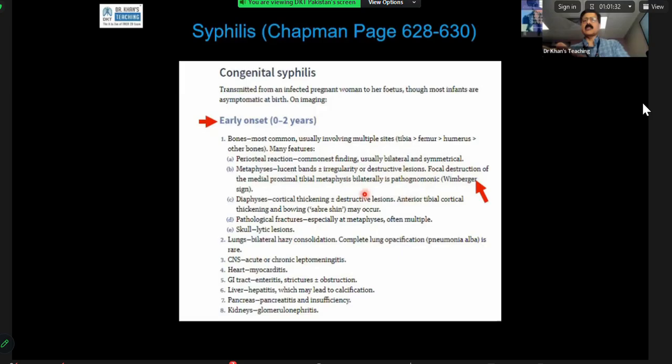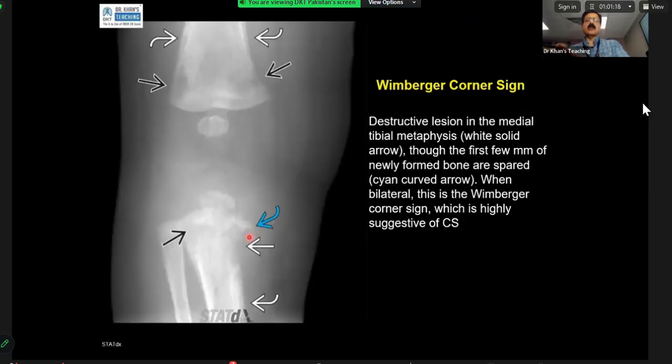In Chapman, you will find a sentence there which will save the day for you in the exam. Each and every sentence is very important. So there can be other findings like saber shin, etc. This is the Wimberger sign we are talking about. This is from StatDx. Destructive lesion in the medial tibial metaphysis, same thing which we have already covered. This is the erosion. A portion of metaphysis is still intact here, and this is known as Wimberger sign. And please remember that Wimberger sign, the same sign, is also seen in scurvy. We will come back to this.